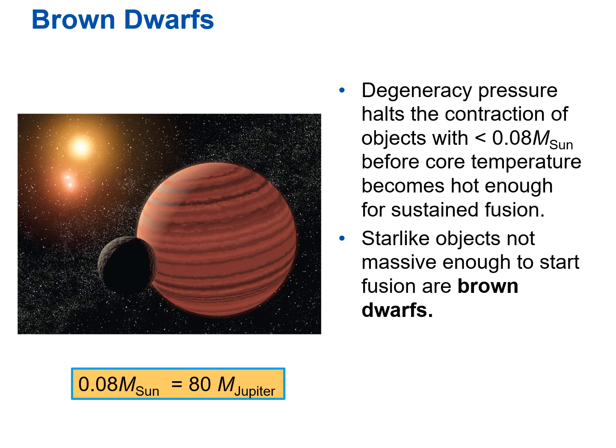If it hasn't yet reached 10 million Kelvin, which is necessary for nuclear fusion, then it just will not become a star. It will be a dense ball of hydrogen and helium. It'll be very hot, but not hot enough for nuclear fusion. Star-like objects not massive enough to start fusion are called brown dwarfs. This is a painting of a brown dwarf.